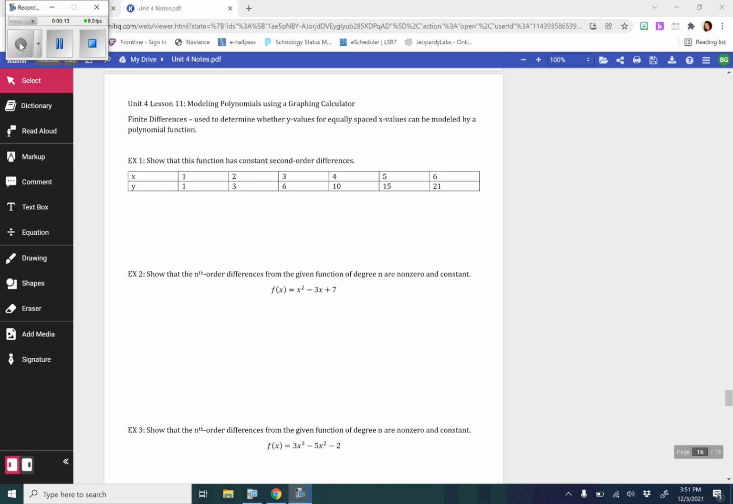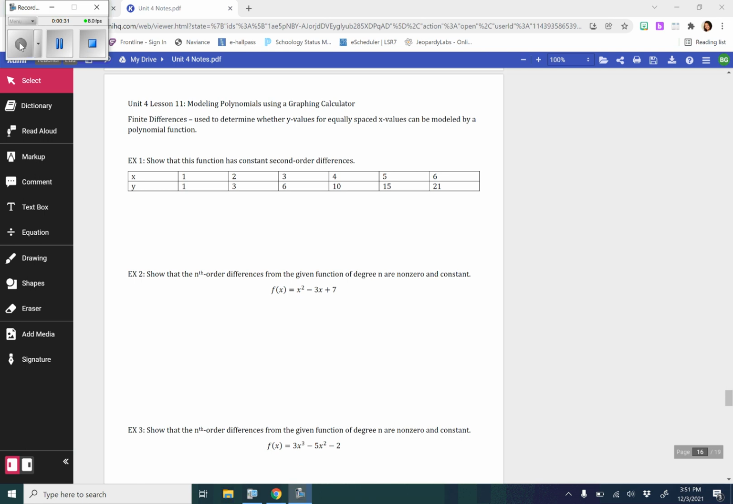Okay, so finite differences. This is used to determine whether y values for equally spaced x values can be modeled by a polynomial function. So you'll see in our example 1, you'll notice our x values are equally spaced. So it's 1, 2, 3, 4, 5, 6. So they go at a difference of 1, okay?